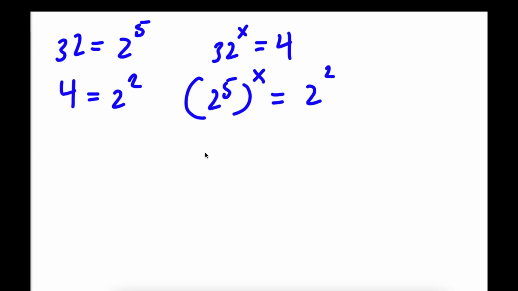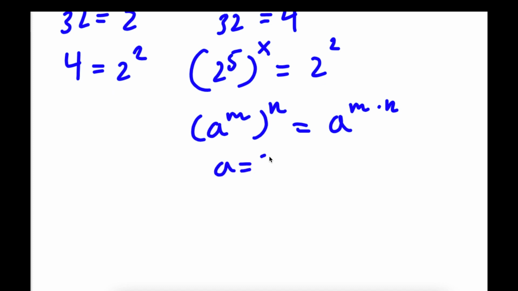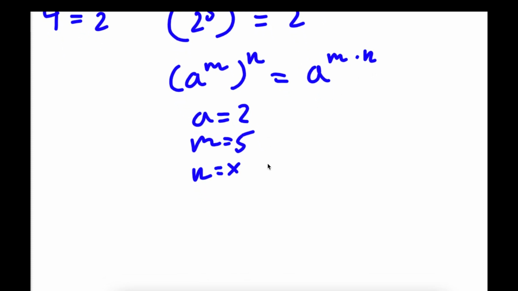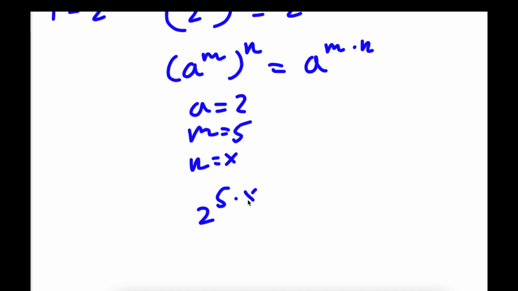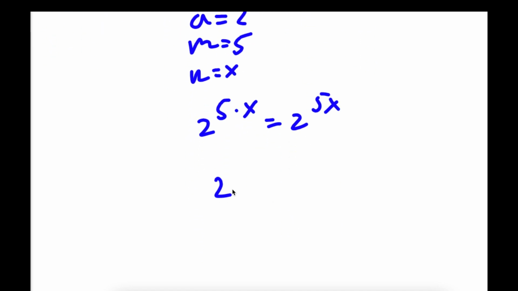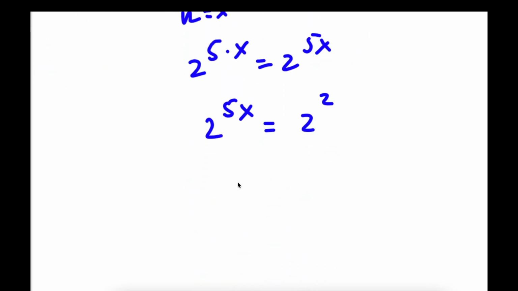Now, if I have something in the form a to the power of m to the power of n, this is equal to a to the power of m times n. So in this case, for 2 to the power of 5 to the power of x, a would equal 2, m would equal 5, and n would equal x. So if I put it in the form a to the power of m times n, I get 2 to the power of 5 times x, which is equal to 2 to the power of 5x. So now I have 2 to the power of 5x is equal to 2 squared.